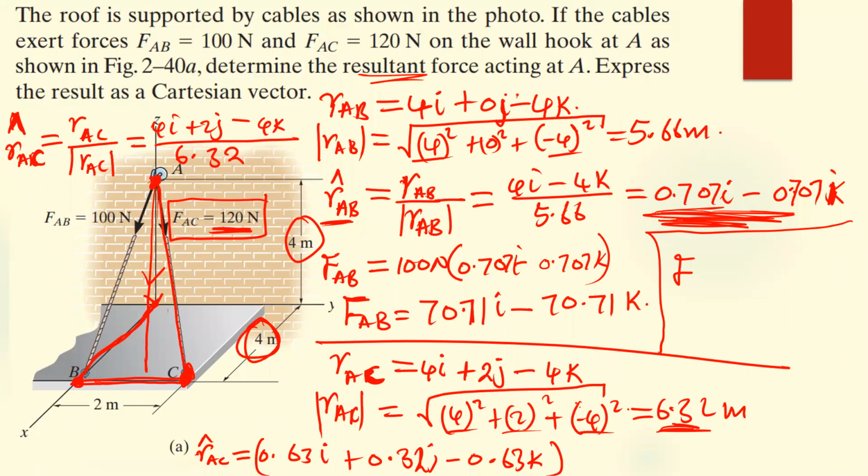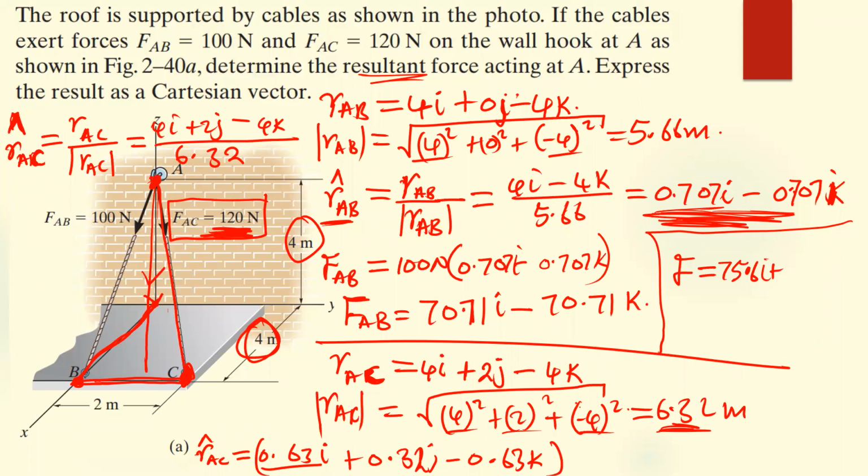So it's easy. We first have to express these forces in Cartesian, and then we add them to find the resultant. So for this force, we're going to multiply 0.63 times 120. So 0.63 times 120, we have 75.6. So the first value there, we have 75.6 i, and then we have plus.